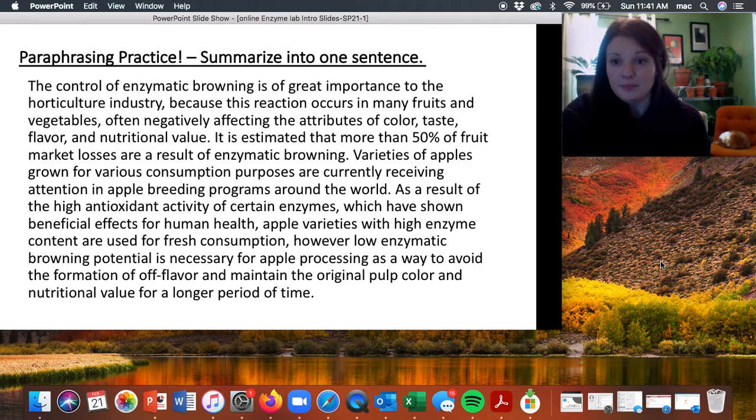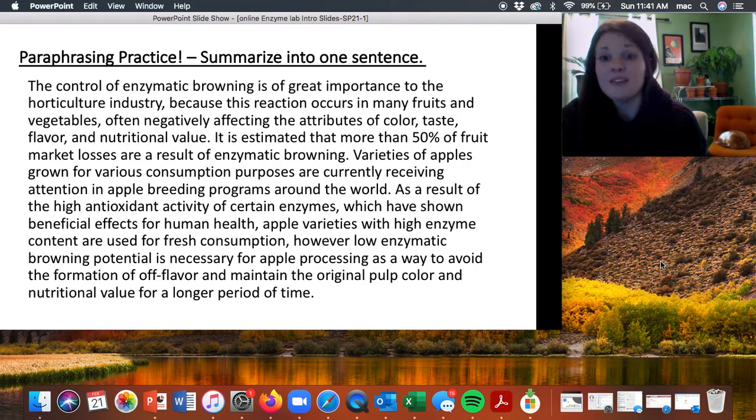So right here, paraphrasing practice, we have an article about enzyme browning, and we'll give you the citation information in the next slide. But essentially, we want you to take this paragraph, paraphrase it into 1 sentence, not a run-on sentence, not a sentence with a semicolon, 1 sentence that is pretty concise, and then cite it.